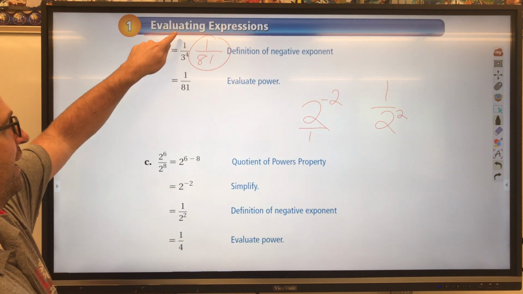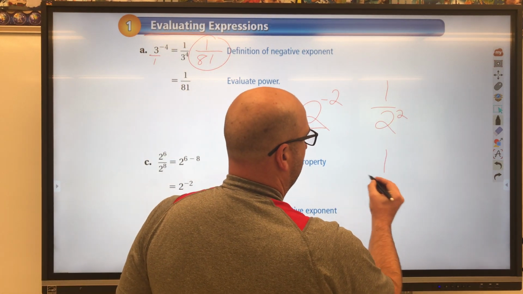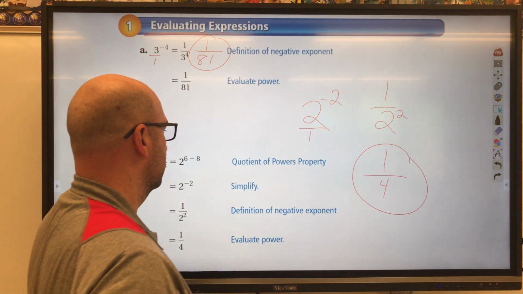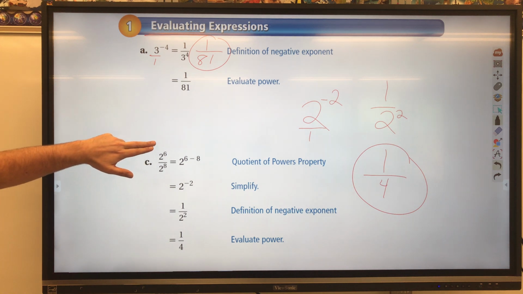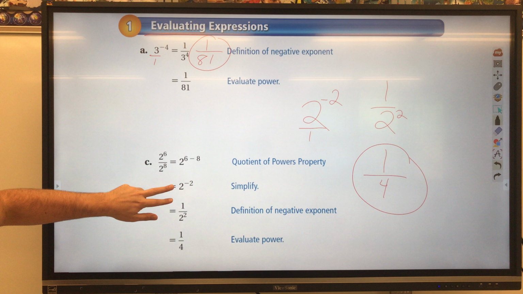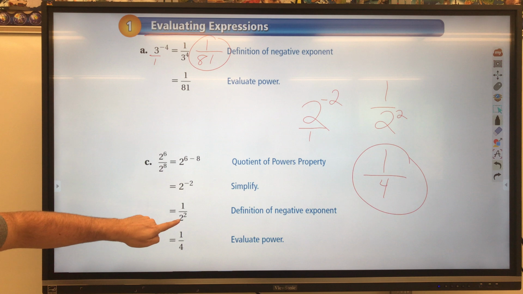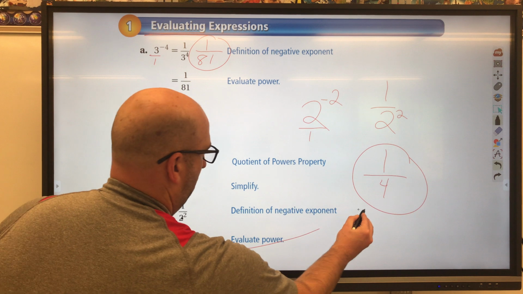Now it's still asking us to evaluate. Evaluate means solve. So we can solve that bottom exponent, 2 squared: 2 times 2 is 4. So we've taken that original exponent fraction and used the power property for quotients, subtracted the 2 exponents, got our negative exponent, made our reciprocal, in which we flipped it and made that a positive, and then we solved that bottom exponent to get 1/4.